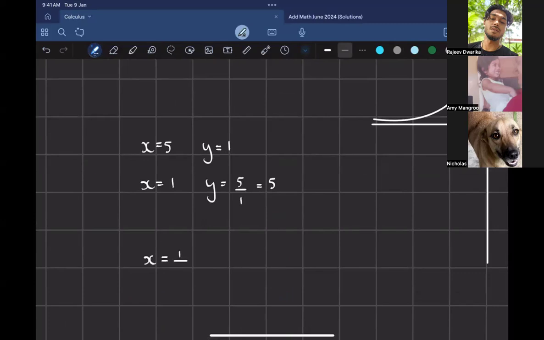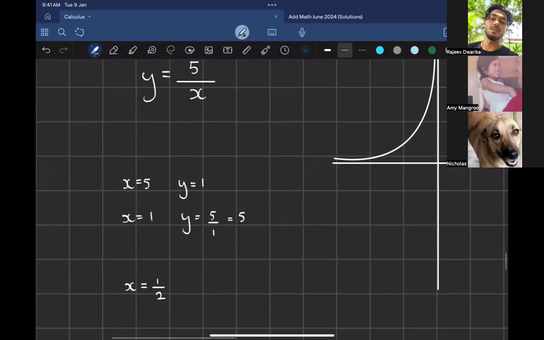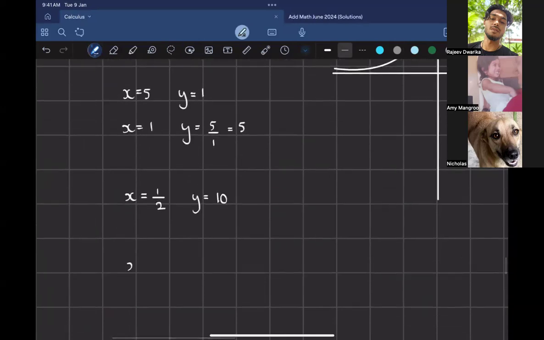1 over 2? So here we're asking you, right? How much 5 over a half? How many halves will it take to make 5? 10. It will take 10. Okay. How many quarters will it take to make 5? 20.